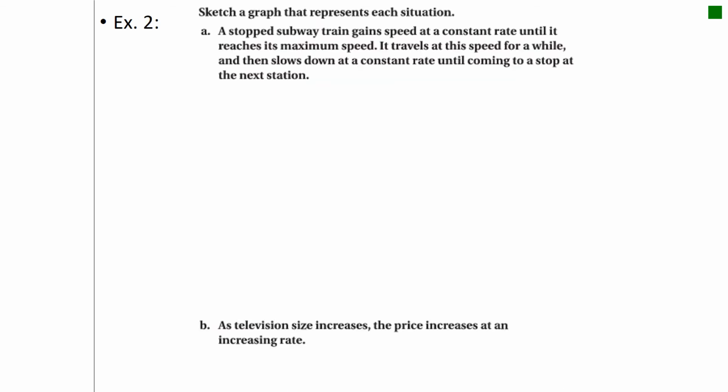You have to be able to sketch graphs. A stopped subway train gains speed at a consistent rate until it reaches a maximum speed. It travels at this speed for a while, then slows down at a consistent rate, coming to a stop at the next station. So the first thing we've got to look for is our units. Our first unit is speed, and our second unit must be time because it's talking about how it then stops at the next station. Sorry, I'm going to make this an A, I'm going to make this a B.